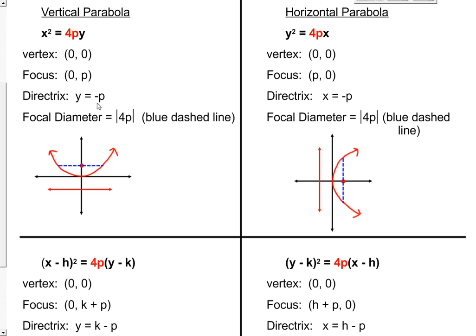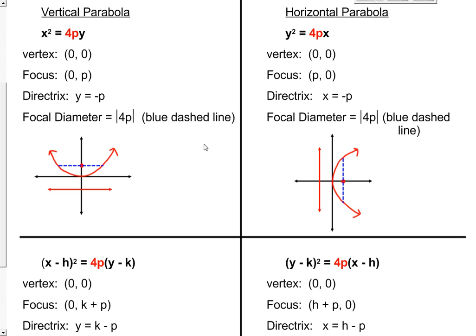And then the directrix is just the opposite value. That's a line that is perpendicular to the direction of the parabola. So if the direction of the parabola is vertical, then the directrix line is horizontal. Over here, where the parabola is horizontal, the directrix is vertical.